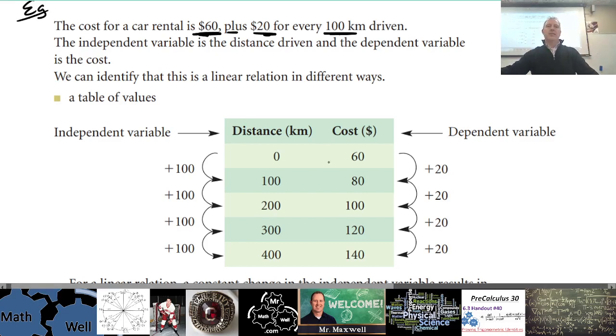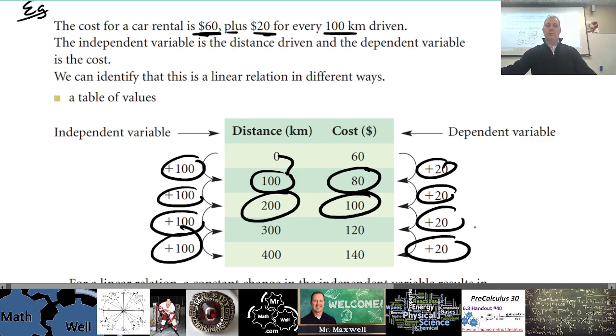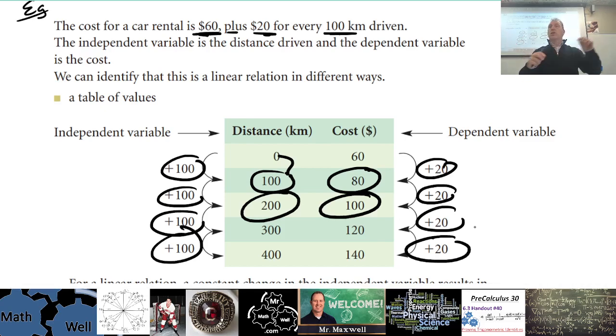What does that look like in the chart? Well, if we take any two corresponding quantities, distance and cost, at 0 kilometers driven, you owe $60. That's the flat rate. If you go 100 kilometers, as soon as you click to 100 kilometers, you now owe $20 more, 80. 200, 100. Notice that we're adding 100 each time, and we're adding 20 each time. If these are consistent throughout all of the points, you can be sure that this is a linear relation.